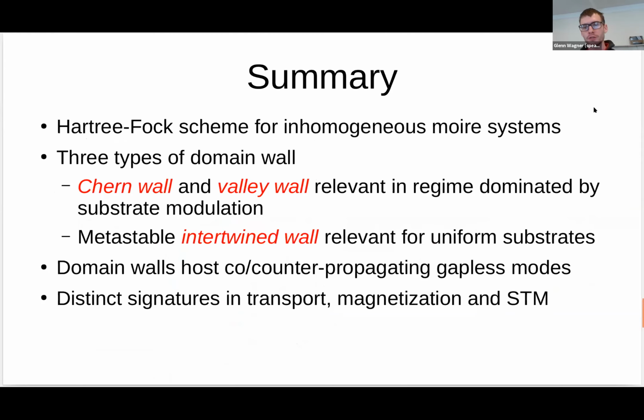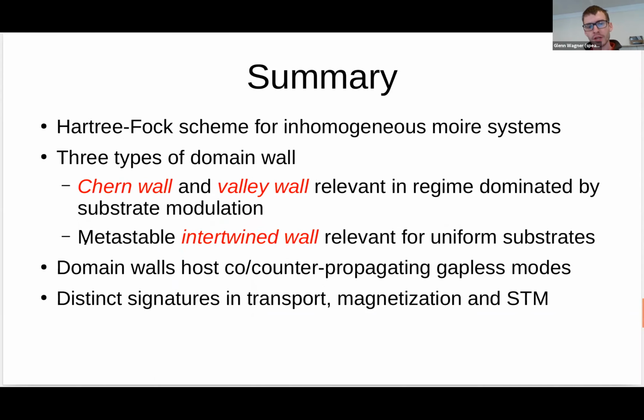So let me summarize here. We developed a Hartree-Fock scheme for treating inhomogeneous Moire systems. And we found that for magic angle twisted bilayer graphene, there were three types of relevant domain wall. There was the Chern wall, where the Chern number flips across domain walls. There was the valley wall, where the valley flips across domain walls, both relevant in the regime where the substrate is flipping sign, and they're pinned to these substrate flips.